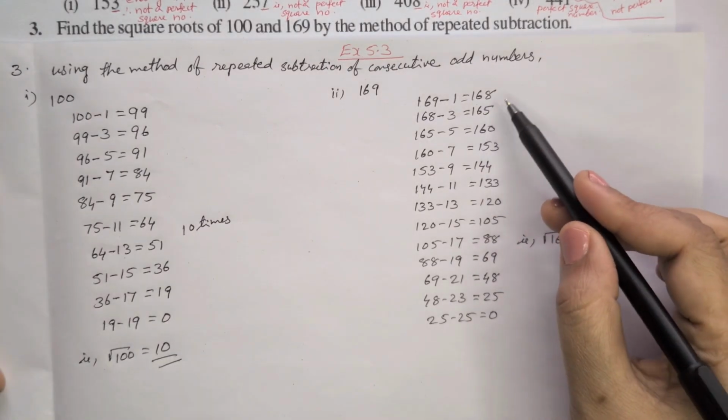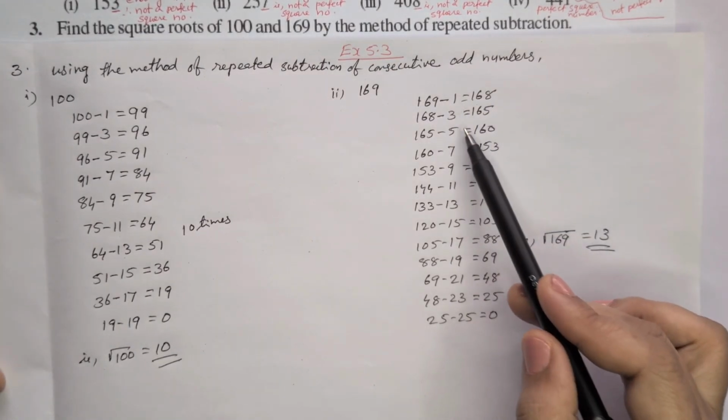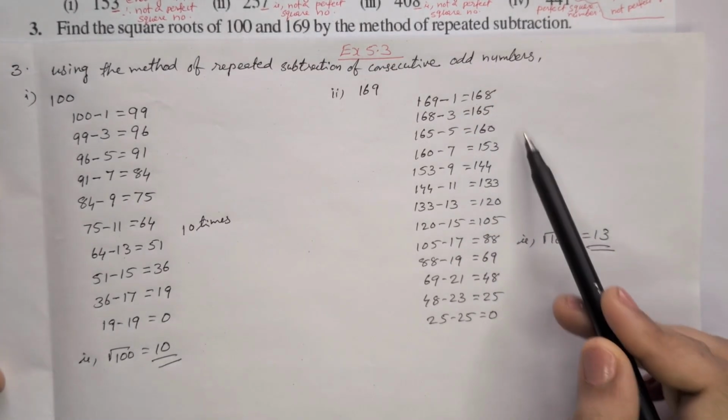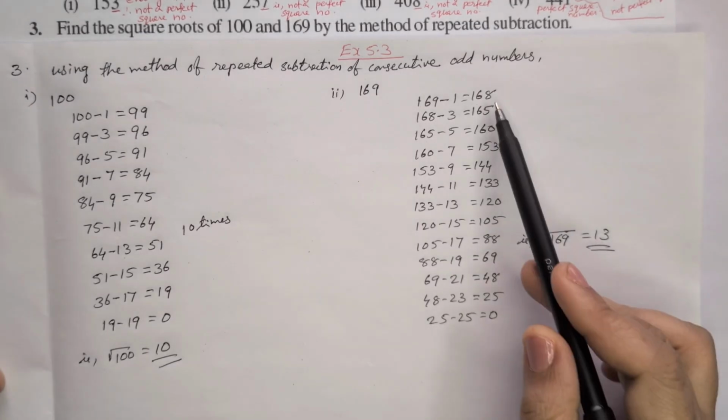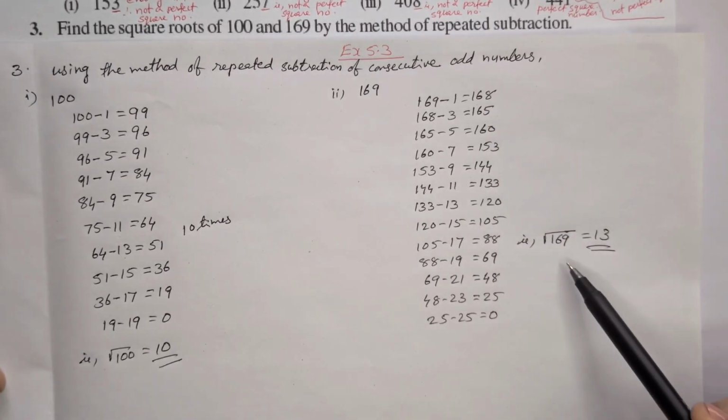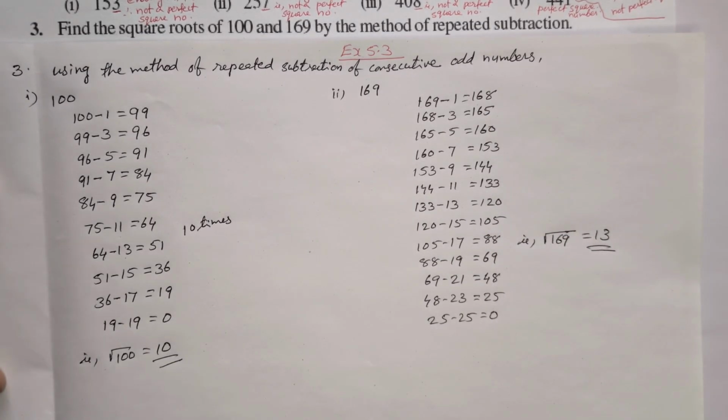Here, the same way, 169, started with 1, 3, 5 etc. Finally 13 times subtraction here, 1, 2, 3, like 13 subtractions. So square root of 169 is equal to 13.